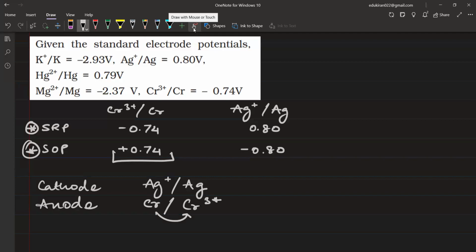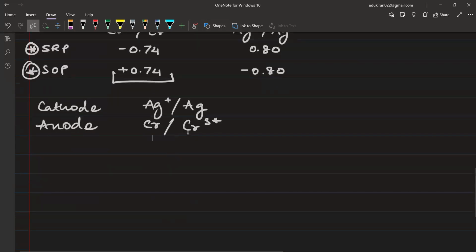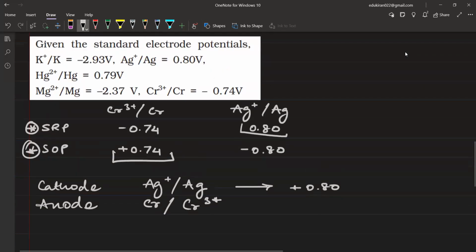Because that is oxidation. The other one is written for reduction. So we have got the anode and we have also got the cathode. Now for the cathode, Ag positive to Ag, how much energy are we getting? From its reduction I am getting plus 0.80.